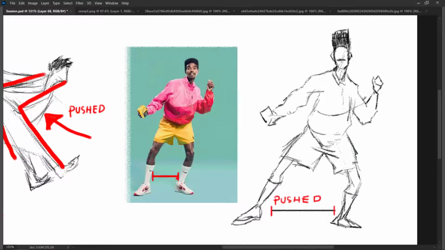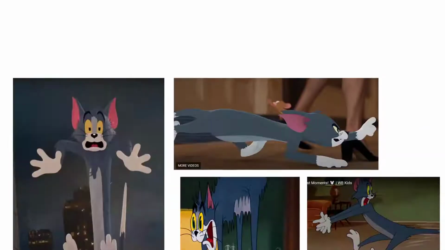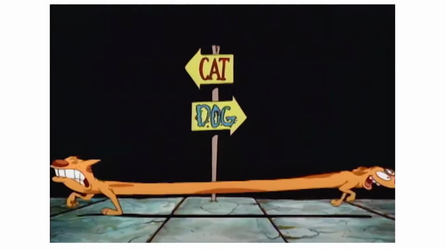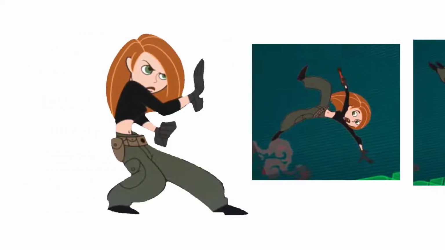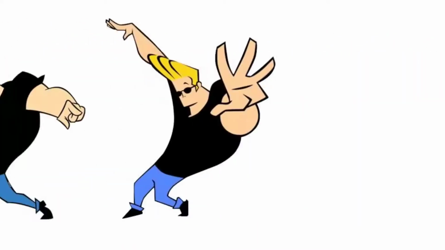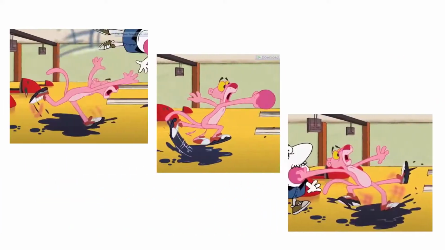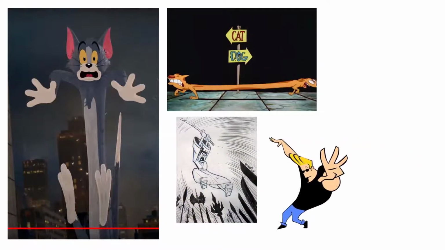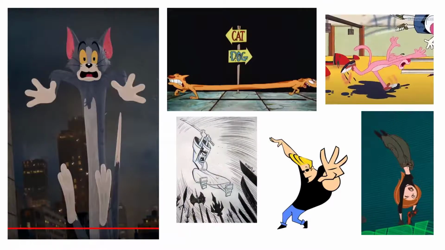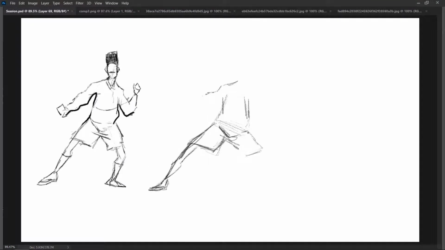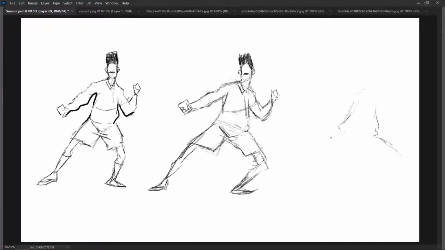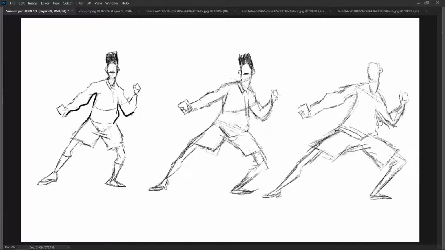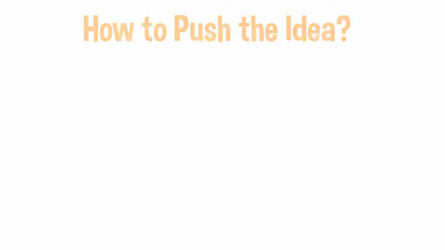Let me show you some examples, like Tom and Jerry, Cat and Dog, Kim Possible, Samurai Jack, Johnny Bravo, or Pink Panther. I bet you still remember their vibes in the animation series. You don't even need to watch it again, because you are connected to those characters already. This is why we need to push the gestures. It gives more life to our characters. And now, the question is, how to push the idea?